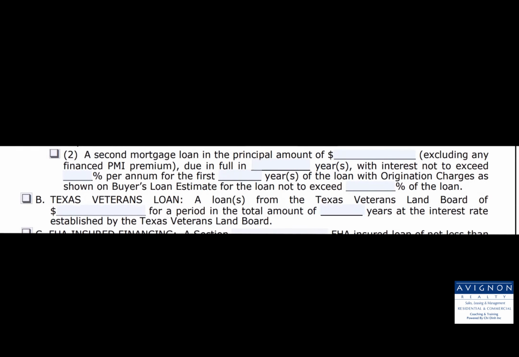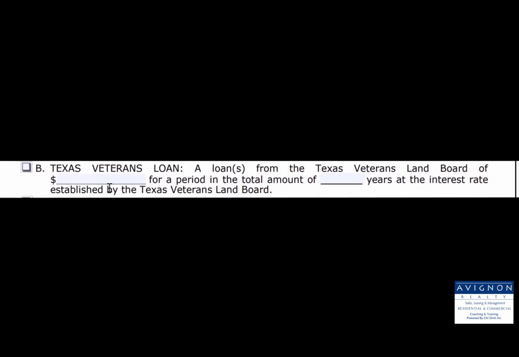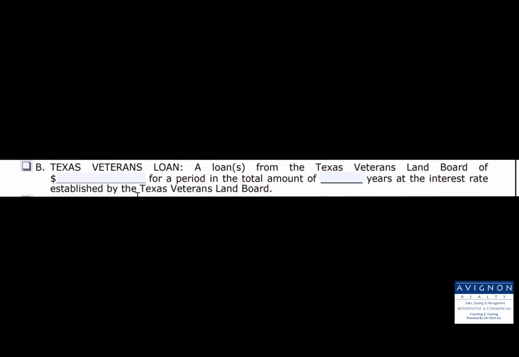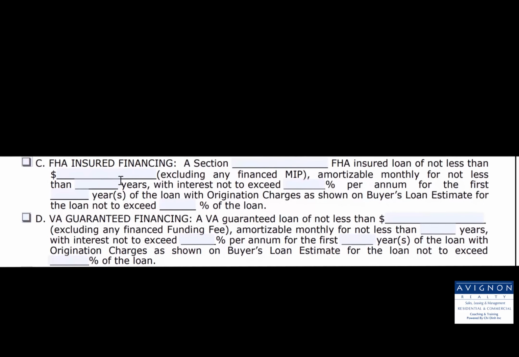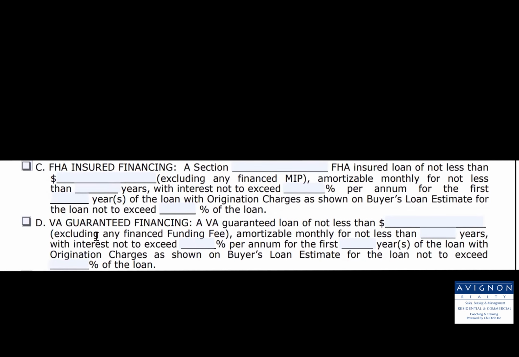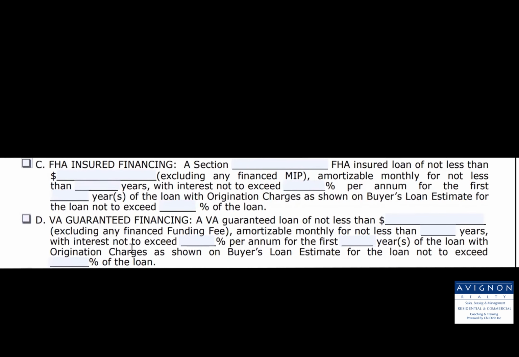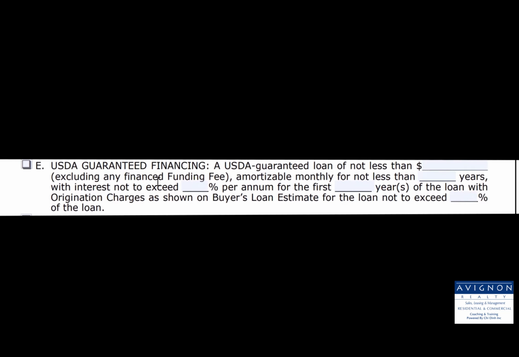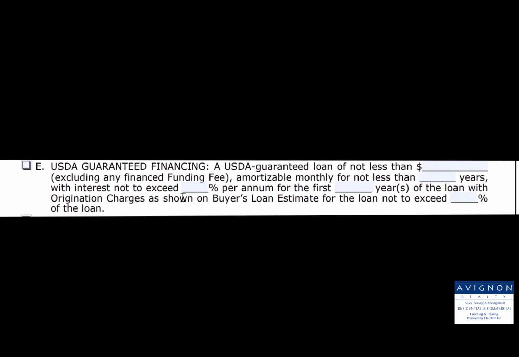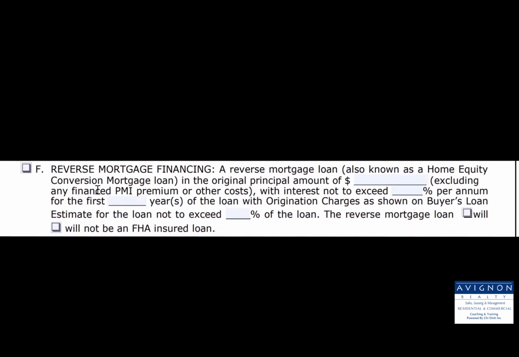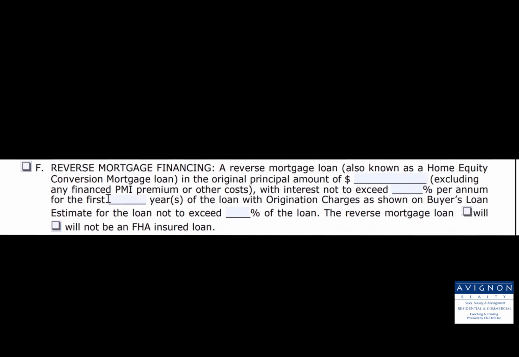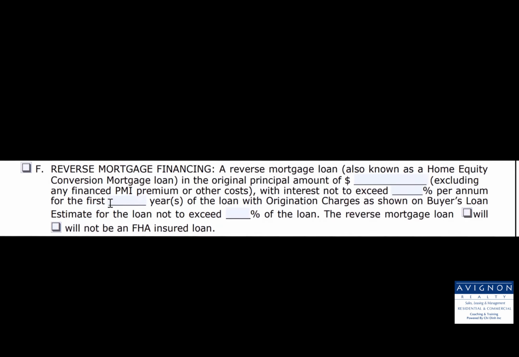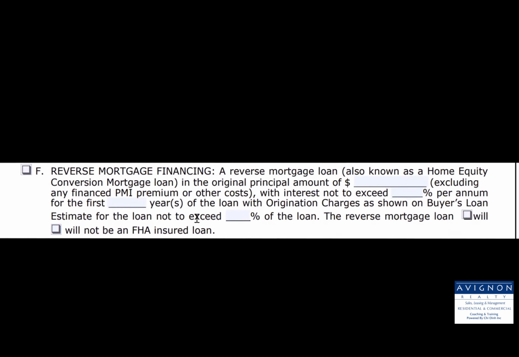And if they're getting a Texas Veterans loan, that information would go here. A Federal Housing Administration insured financing, their loan information would go here. Same thing for Veteran Affairs Guarantee Financing. That information would go here. Then we have the United States Department of Agriculture Guarantee Financing. If the buyer qualifies for that, the loan information will need to go here. Last is reverse mortgage financing. And a reverse mortgage loan is also known as the home equity conversion mortgage loan. And that information will go here.